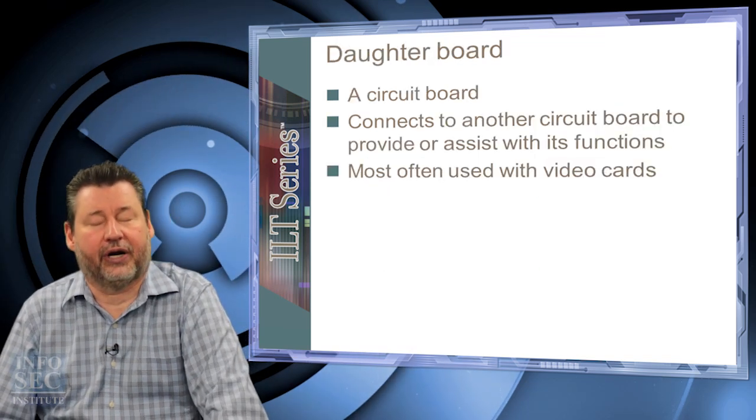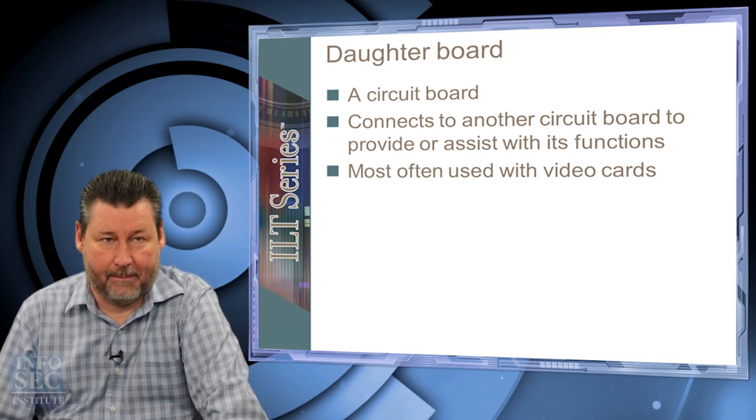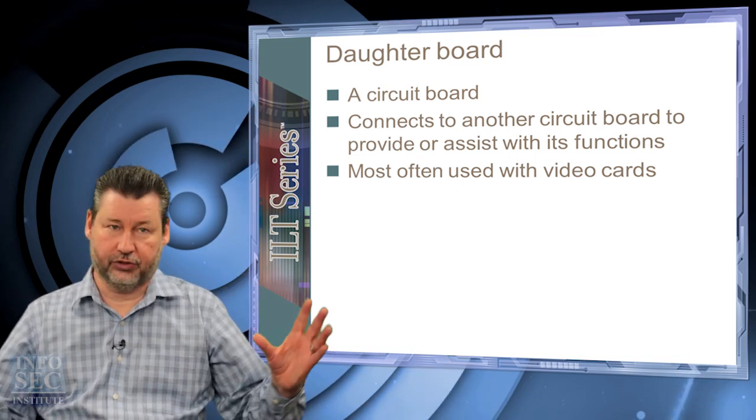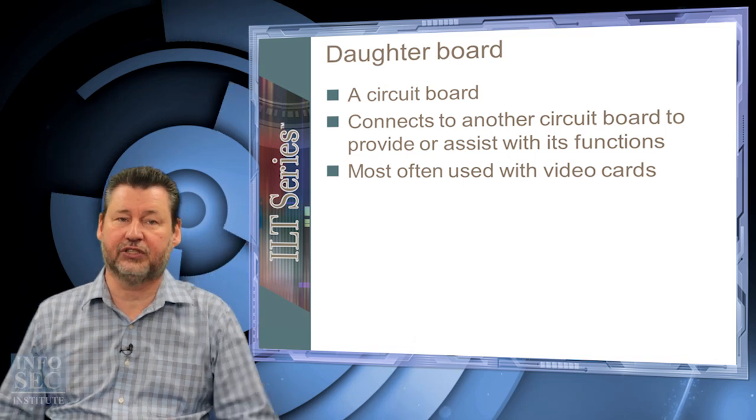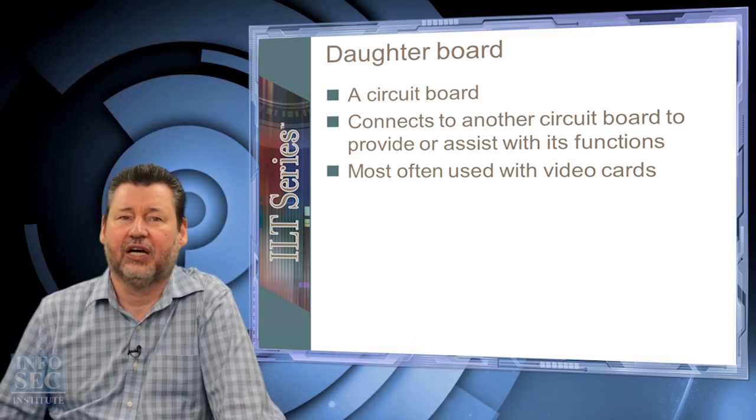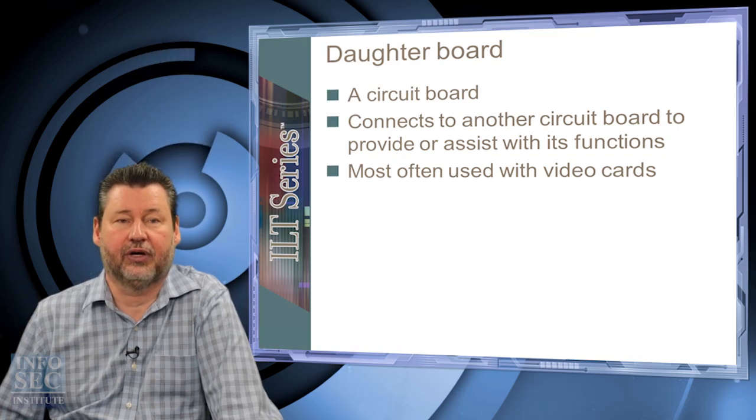A daughter board. This is an auxiliary card, a peripheral card. It's its own circuit board that connects to another circuit board to provide or assist with its functions, most often used with video cards. Daughter board just means a peripheral card or additional card, a helper card.